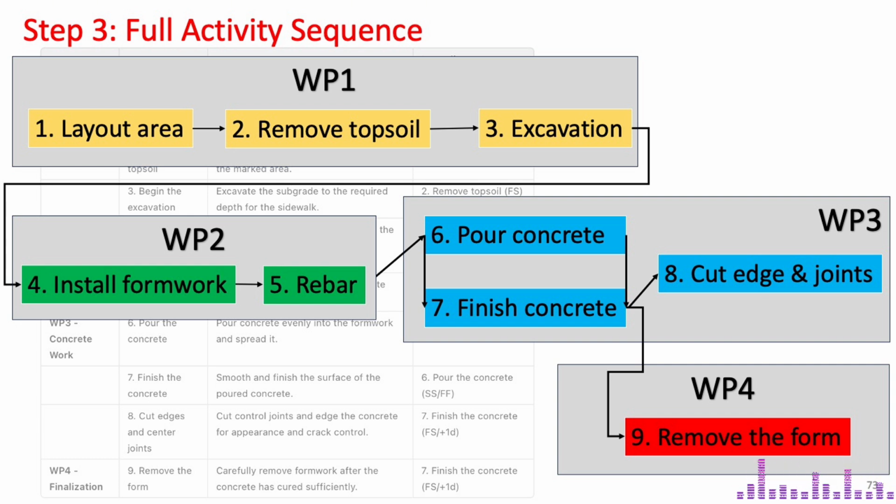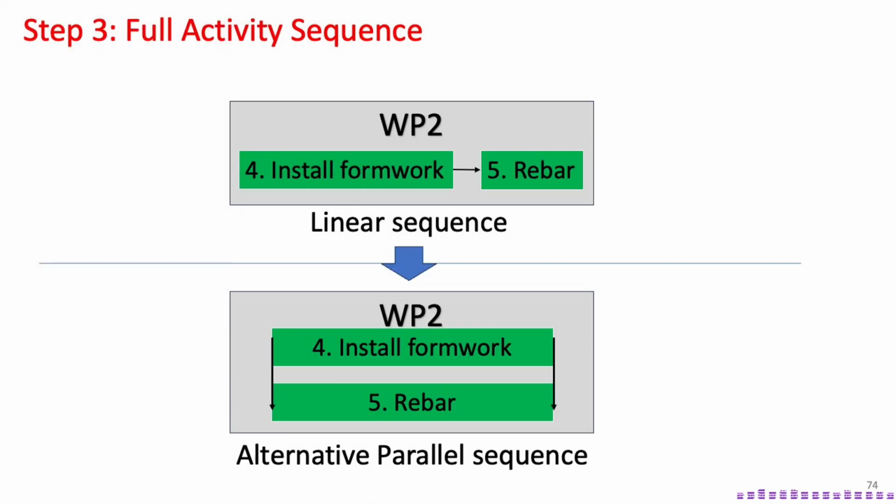which run concurrently. To accelerate the project, you can switch from FS, finish to start, to SS, start to start, where possible. For example, in work package 2, you start rebar installation once part of the formwork is in place, allowing the tasks to overlap. However, you must ensure sufficient workers and equipment are available to handle both tasks simultaneously.